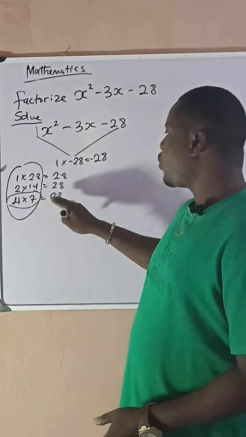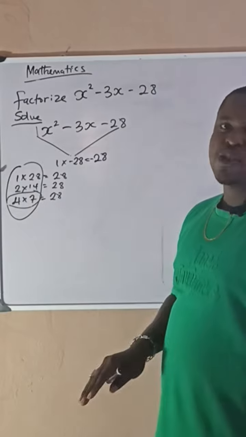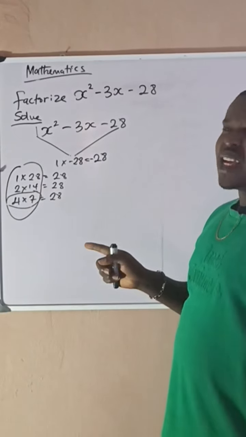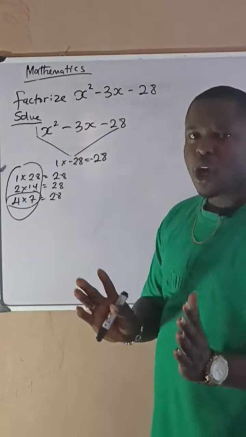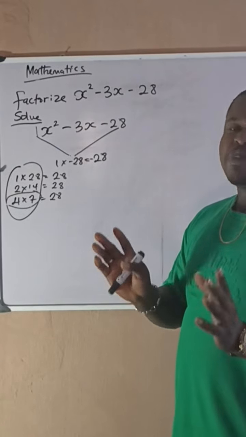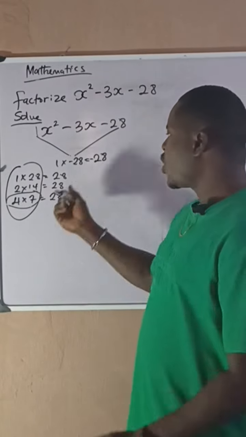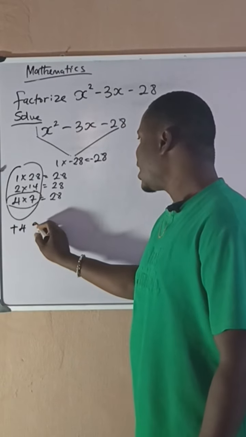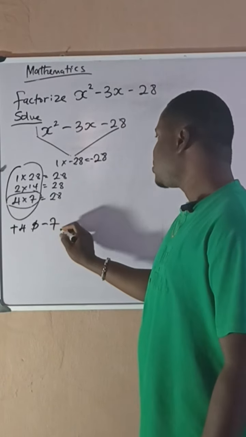So the best thing to do is, for two numbers to multiply to give you a negative answer, one has to be positive and one has to be negative. And for you to sum two numbers together to get a negative answer, it simply means that the bigger number has to be negative. So because of that, we're going to use plus 4 and minus 7.